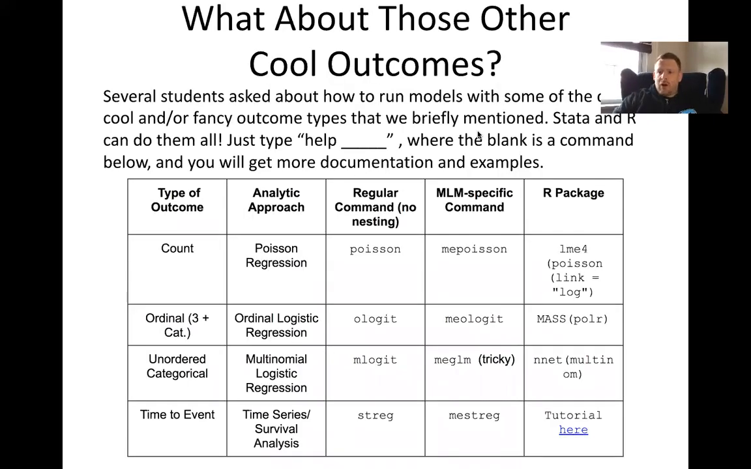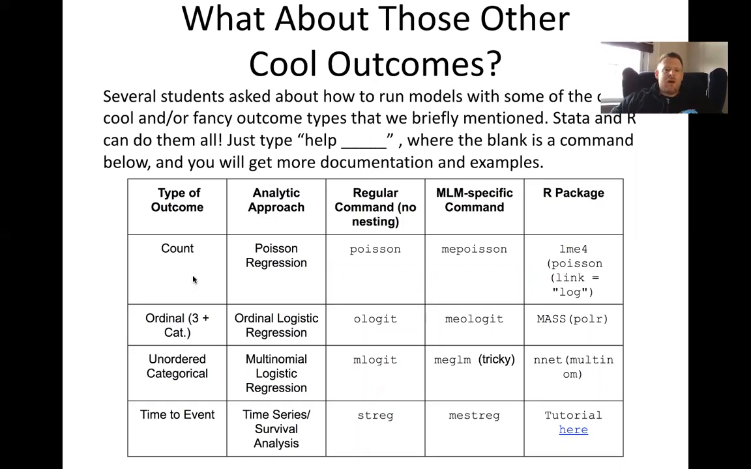I have a quick note on the previous module in which we talked about generalized outcomes. In other words, outcomes where we don't assume that the outcome variable fits a normal distribution or a continuous outcome. A lot of folks asked for a little more specific help on this, and Stata and R can do nearly all of these different types of outcomes. So I have just a little table for you if you're interested. If you're not interested in these outcomes, that's totally fine.